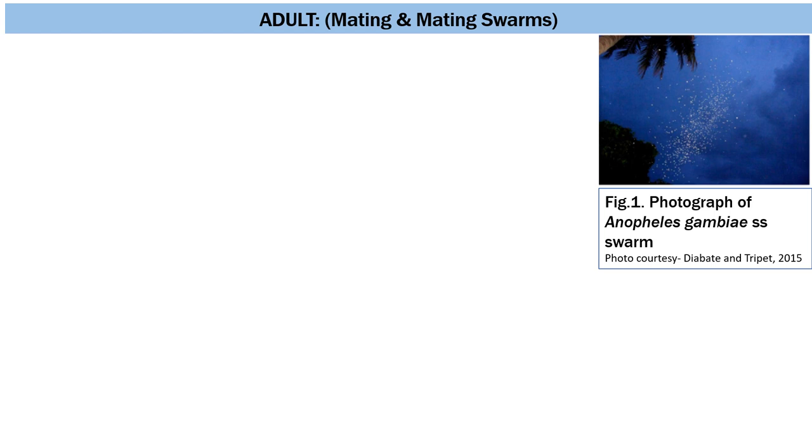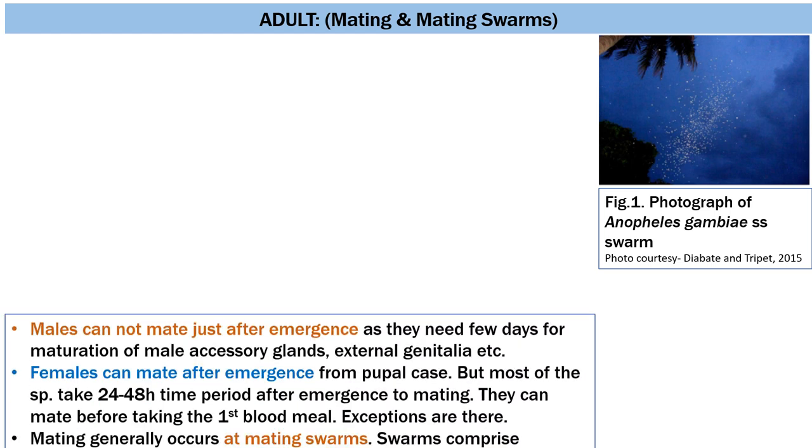Now, understanding of mating behavior and mating swarms may help to address many mosquito-related problems. Study of the mating behavior and mating swarms of mosquitoes has been getting importance for the last few decades, to develop novel vector control strategies targeting mainly male swarm killing.